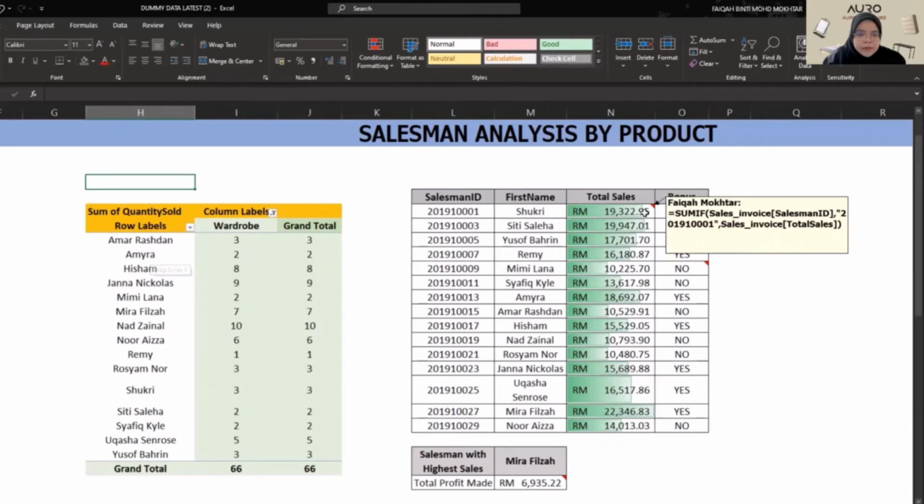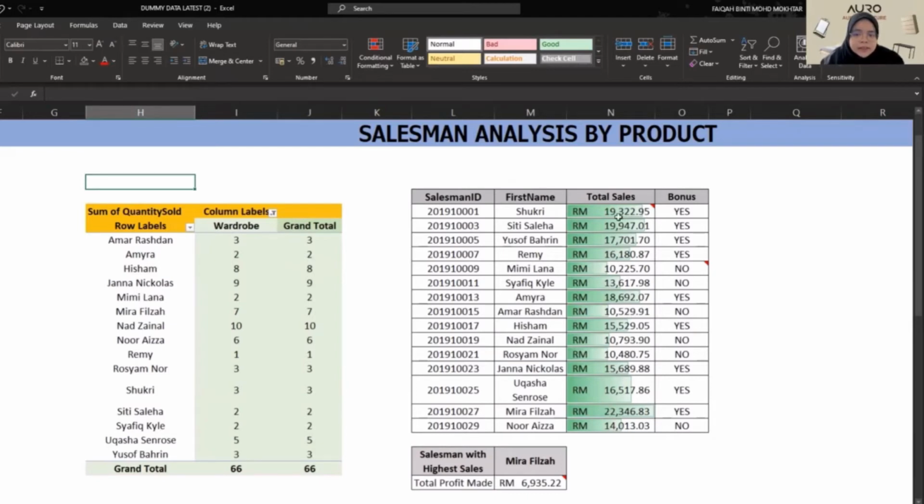We use the SUMIF function for this table to identify the total sales made by each salesman. The SUMIF function involves the sales invoice, from which we take the salesman ID to identify the total sales made by each salesman. We can see clearly in this table that Mirafiza has made the highest sales for Auro Furniture Sdn Bhd.